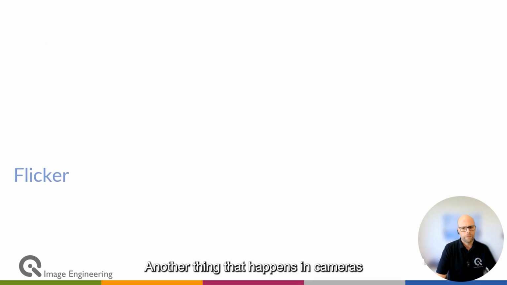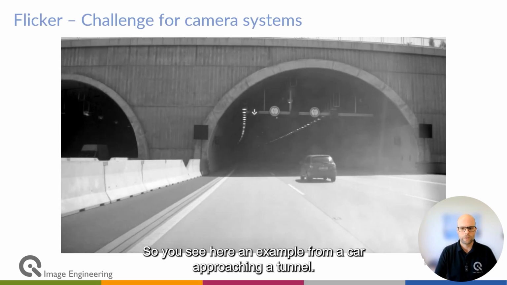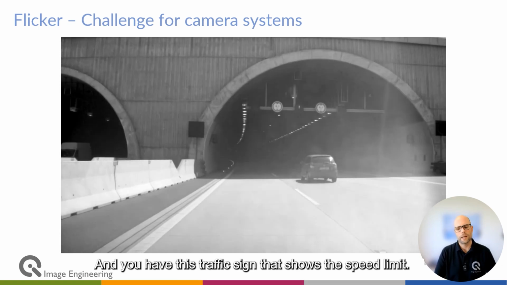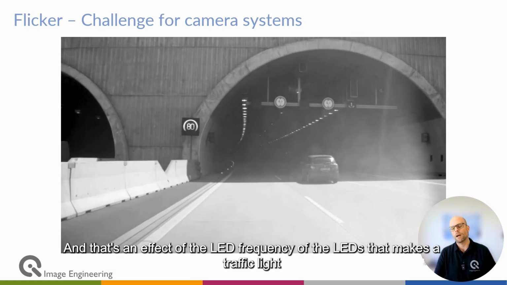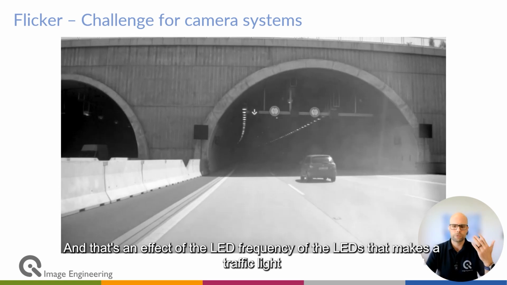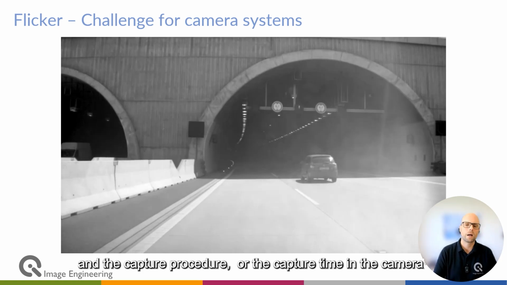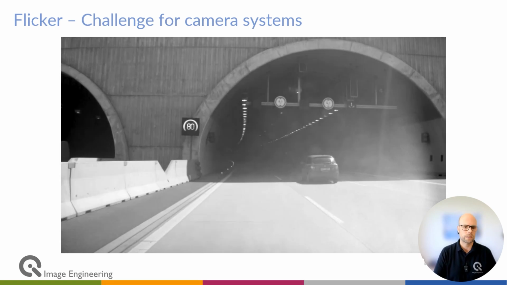Another thing that happens in cameras, and that is not really measured by traditional metrics, is flicker. You see here an example of a car approaching a tunnel, with a traffic sign that shows the speed limit. You see it goes on and off, and that's an effect of the LED frequency of the LEDs that make the traffic sign and the capture procedure or capture time in the camera. That causes flicker artifacts.